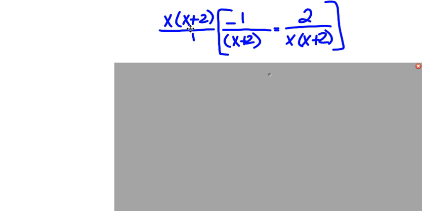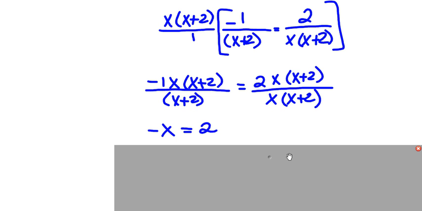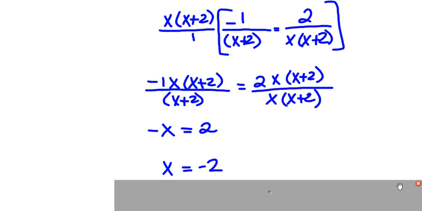And so we know, again, with our fractions, we multiply across. So we would have, this is our next step, we've got a negative 1x times x plus 2 over x plus 2 equals 2x times x plus 2 over x times x plus 2. So after we've done the multiplication, again, we're going to look to see, do we have any like terms we can divide out from the numerators and the denominators. So here we can see we could divide out an x plus 2. Here we can divide out an x and an x plus 2. So we'd be left with negative x equals 2. Well, to get x by itself, we would have to divide each side by negative 1. Therefore, x equals negative 2.